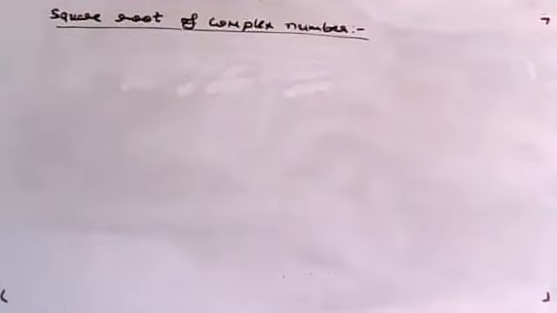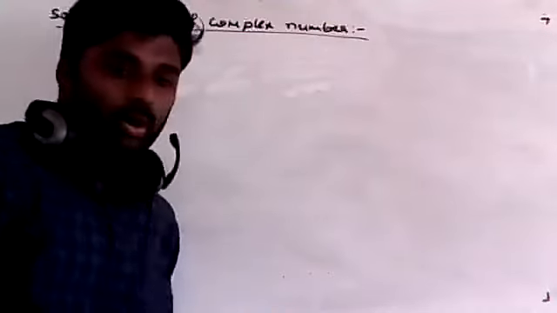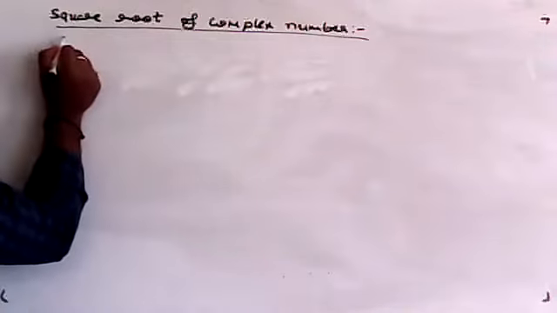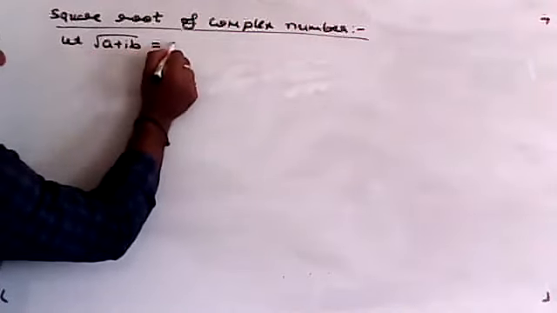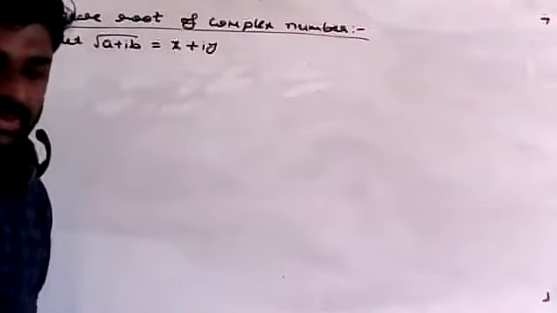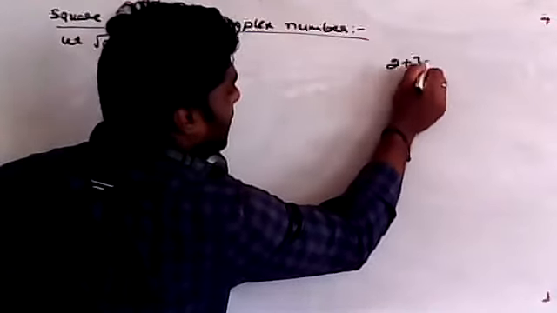Okay. So we move on to the last topic from complex numbers, that is the square root of a complex number. First we'll take, let the square root of a plus ib be equal to x plus iy. Whatever the given problem is, for example, if they give, find the square root of 2 plus 3i.